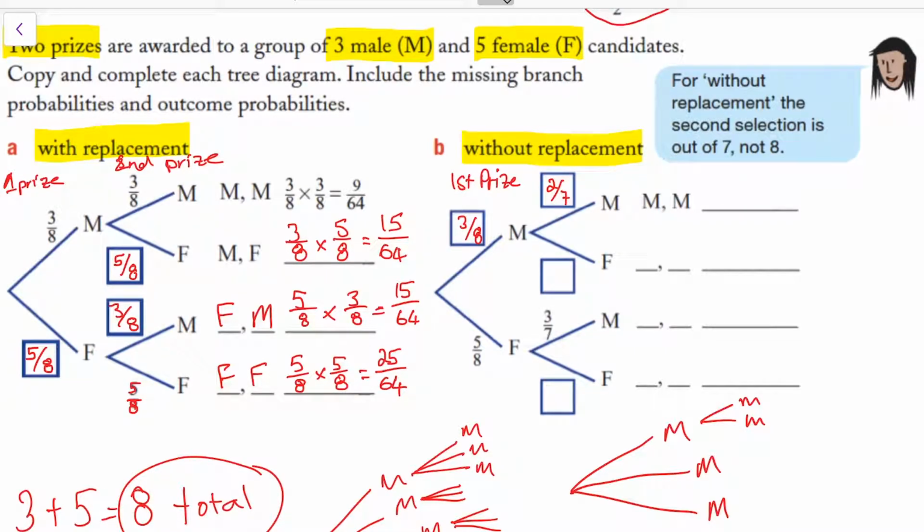So that's where you just need to be a little bit careful. When you do it without replacement, you're removing a person from the chances of winning. So it's now 3 over 8 times 2 over 7. Now with the male being the first prize, we still have 5 females. So it's still going to be a 5 at the top, but there's only 7 people in the running because 1 male has been removed. So we've got male, female, 3 over 8 times 5 over 7. All right.